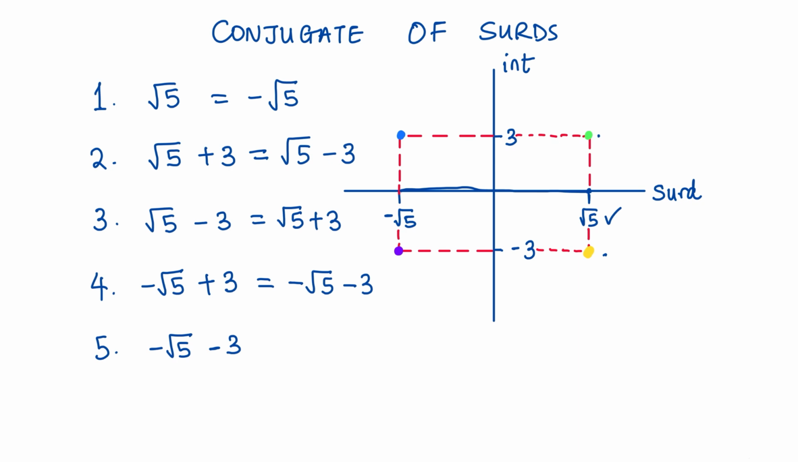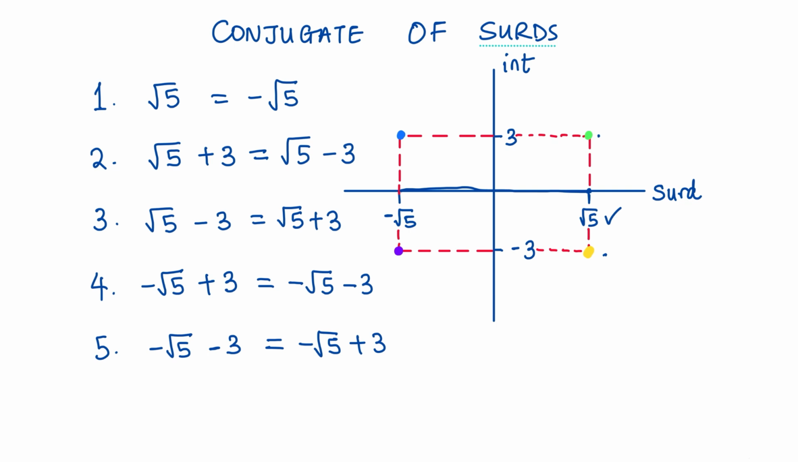And finally, for example 5, we have negative root 5 minus 3, and that's designated by the purple dot. And if we're taking the shorter distance, we will land at the blue dot, which is negative root 5 plus 3.